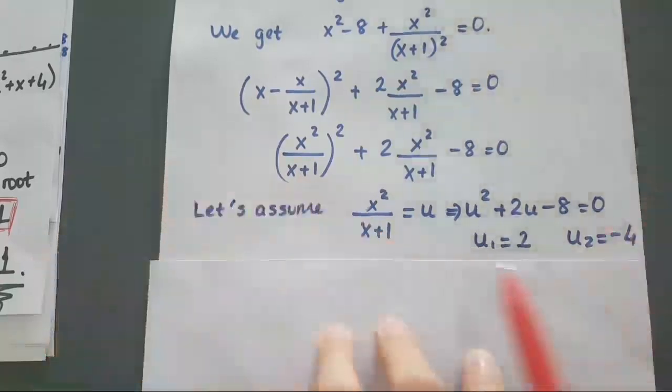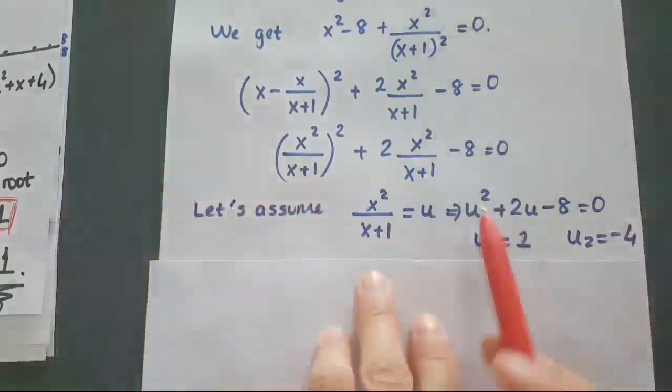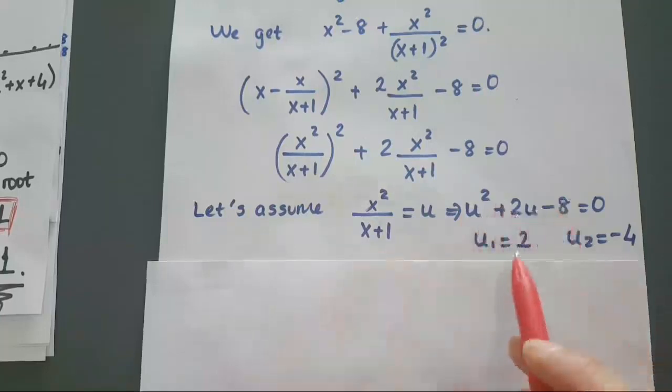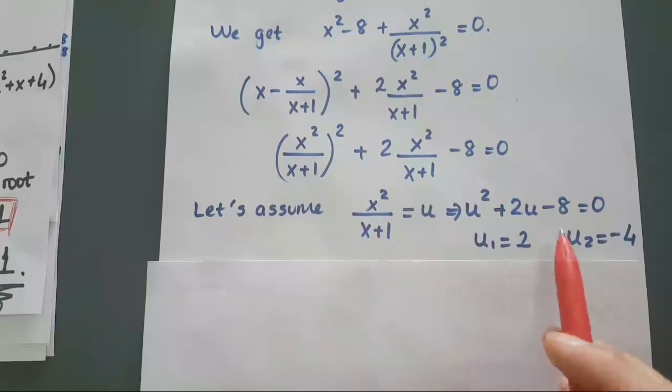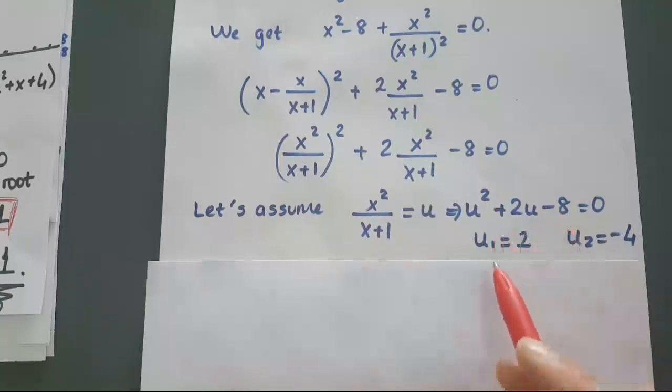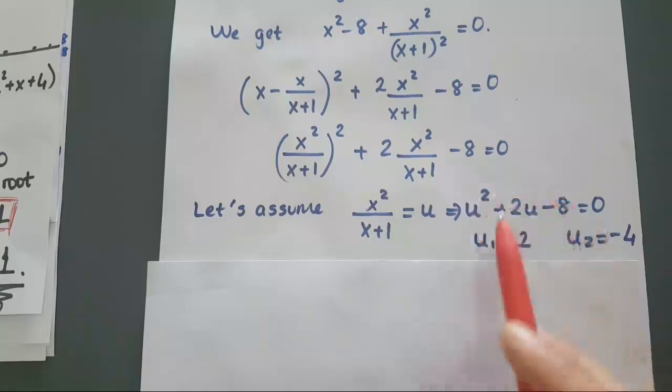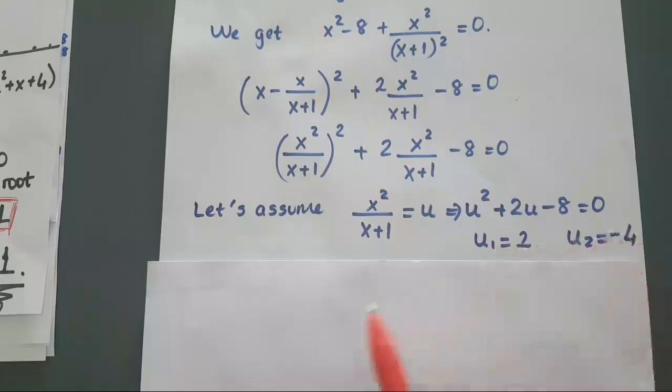So we can say x squared over x plus 1 is equal to u. This time I chose u. u squared plus 2u minus 8. I think all of you can see the factors of this quadratic. u minus 2 and u plus 4 are the factors of this quadratic expression. So the roots are 2 and negative 4.